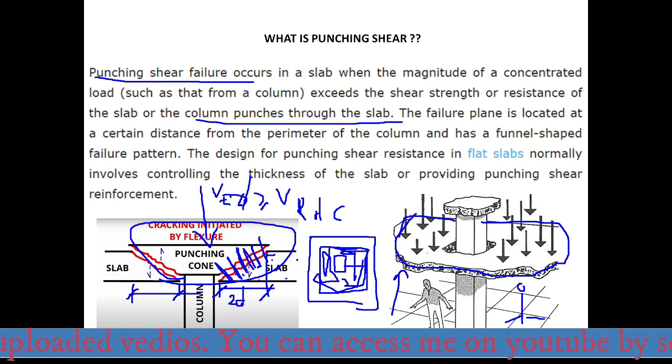So the design of punching shear resistance in flat slab normally involves controlling the thickness of the slab or providing punching shear reinforcement. So we can use two mechanisms to prevent punching shear failure. One is by controlling the depth or the thickness of the slab, and the other is by providing punching shear reinforcement in the zone where there is a punching shear failure.